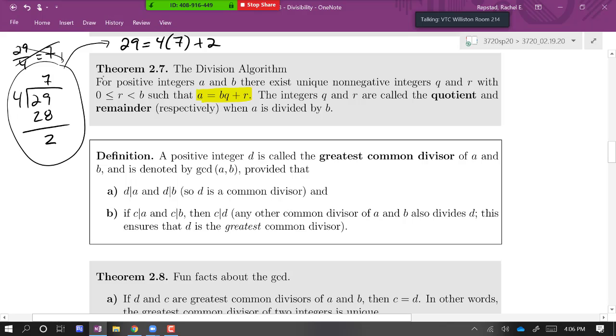The remainder is 1, not 2. Oh, are you telling me that 29 minus 28 is 1? You guys. Yeah, I'm pretty sure that's 1.